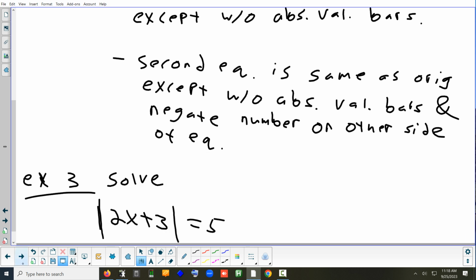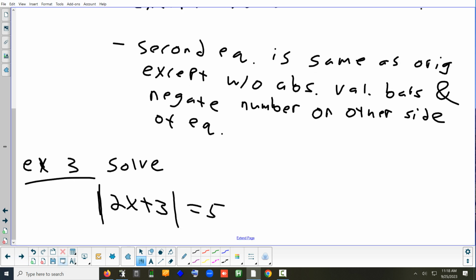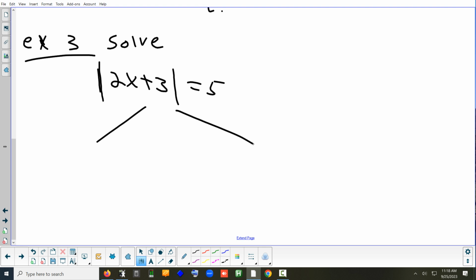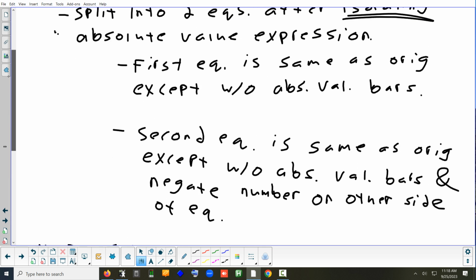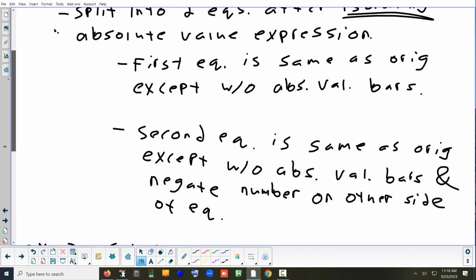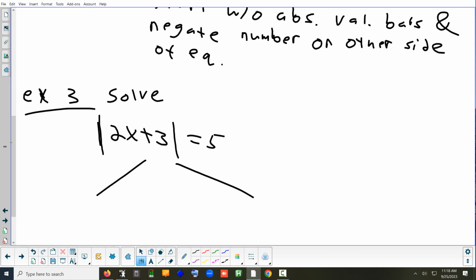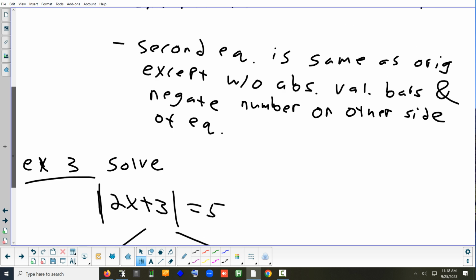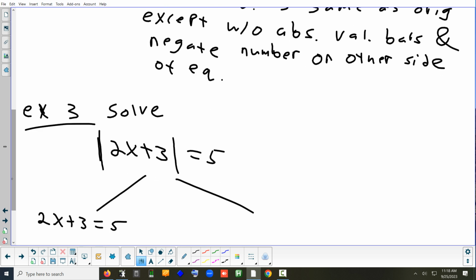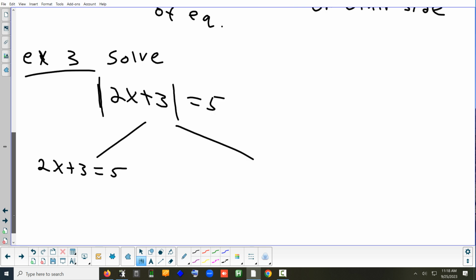So let's look at this one. Absolute value of 2x plus 3 equals 5. Is that one ready to split, or do I need to fix it first? It's ready to split. Yep. So let's split it up. What's going to be my first equation that I write down when I get rid of the bars? 2x plus 3 equals 5. And my second equation. Yeah, Joe? 2x plus 3 equals negative 5. Yep, 2x plus 3 equals negative 5.